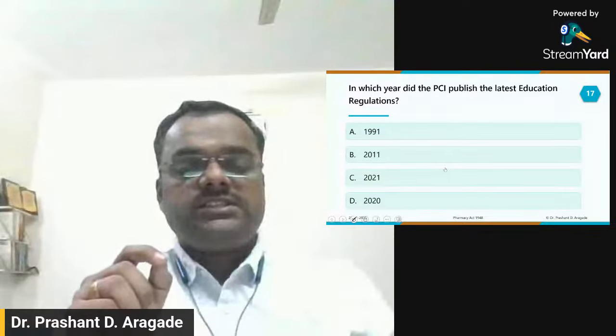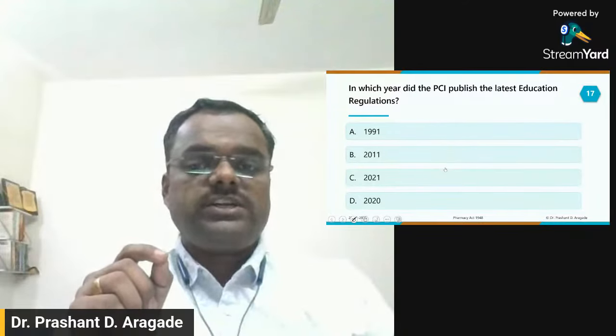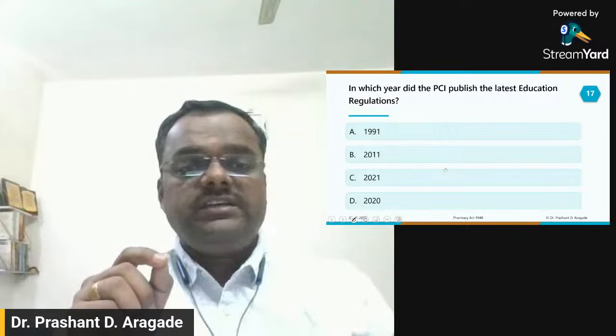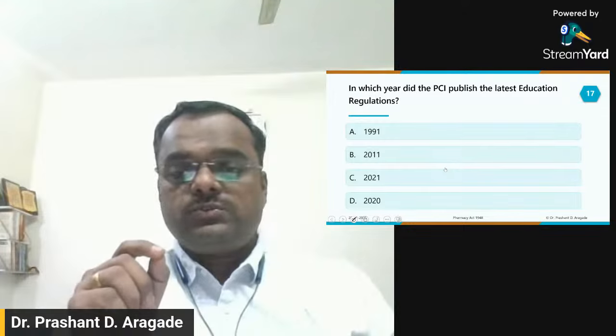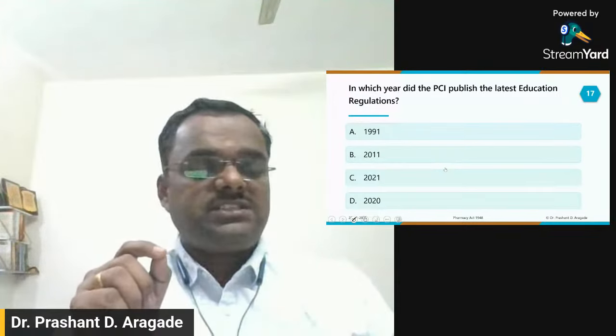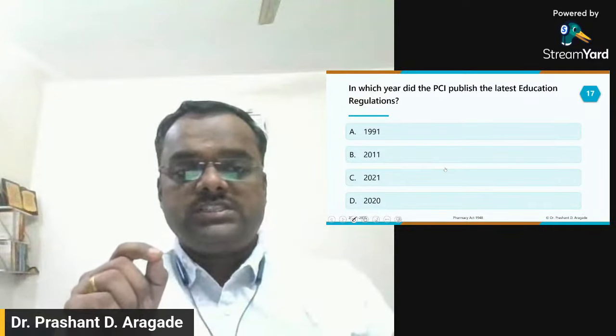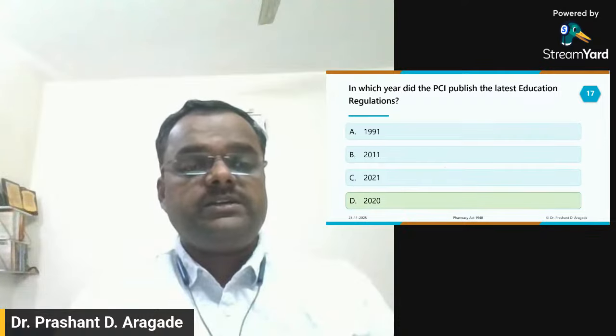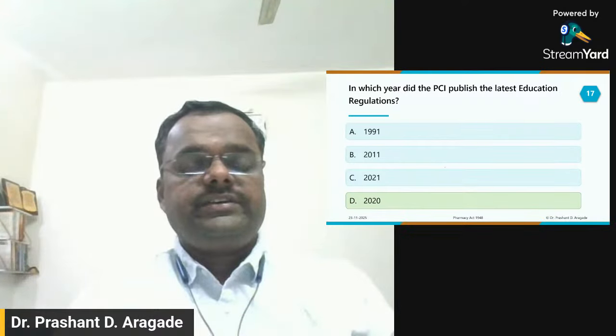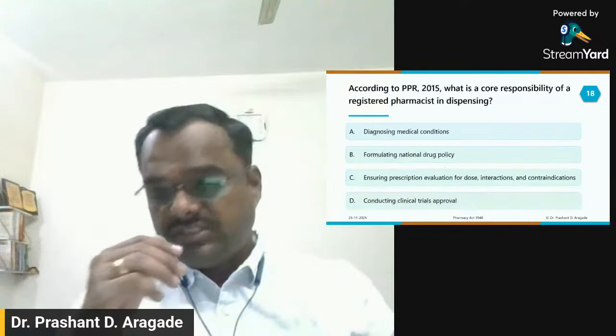PCI has published the latest education regulation for the diploma course in pharmacy in 2020. आपण त्याला ER 2020 असं पण म्हणतो. ER 2020. म्हणजे करेक्ट ऑप्शन्स आहे आपलं ऑप्शन डी 2020. Now this is the last question.